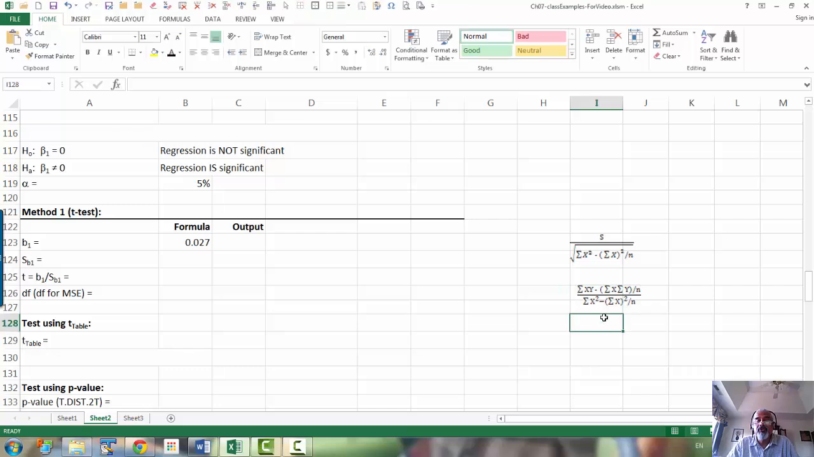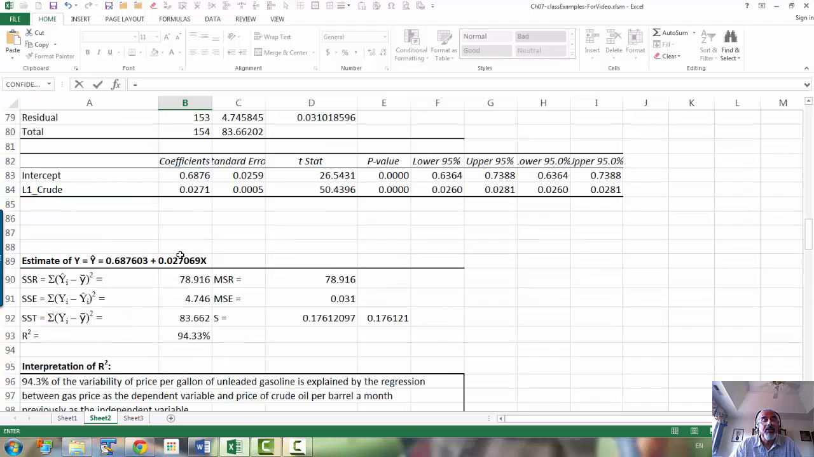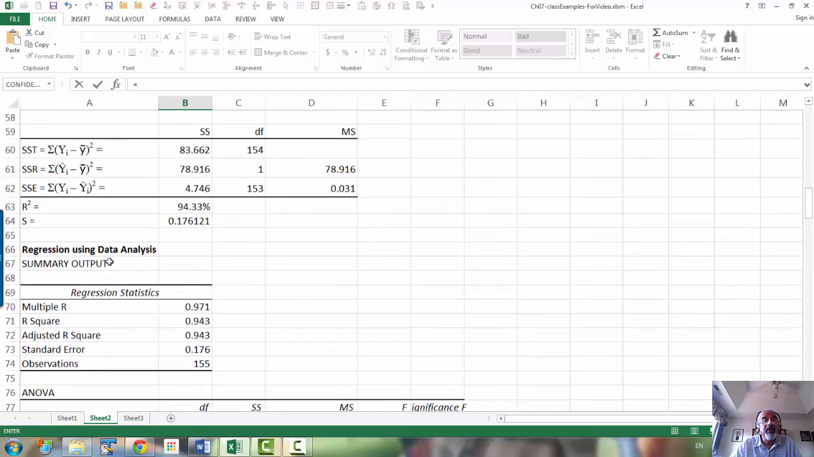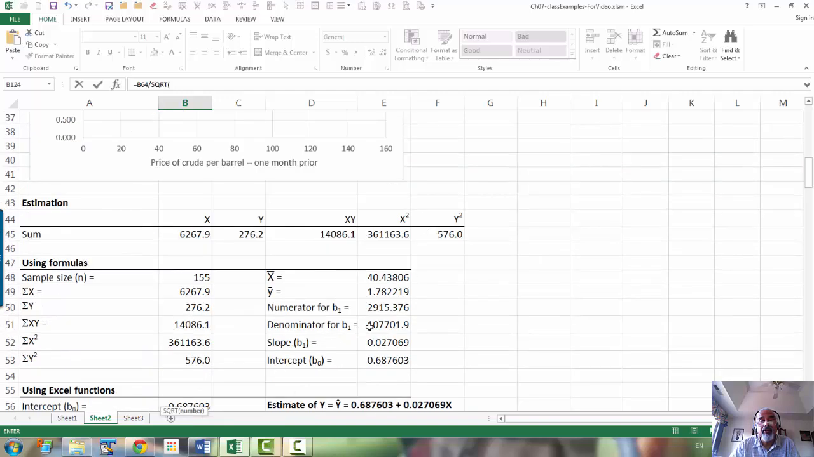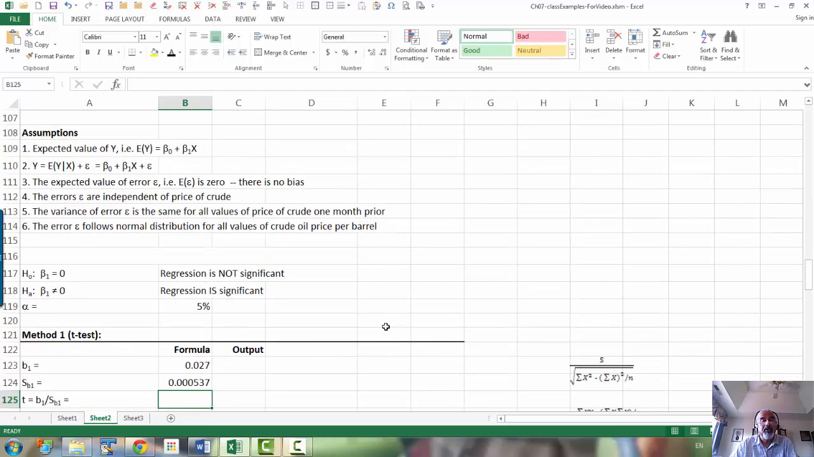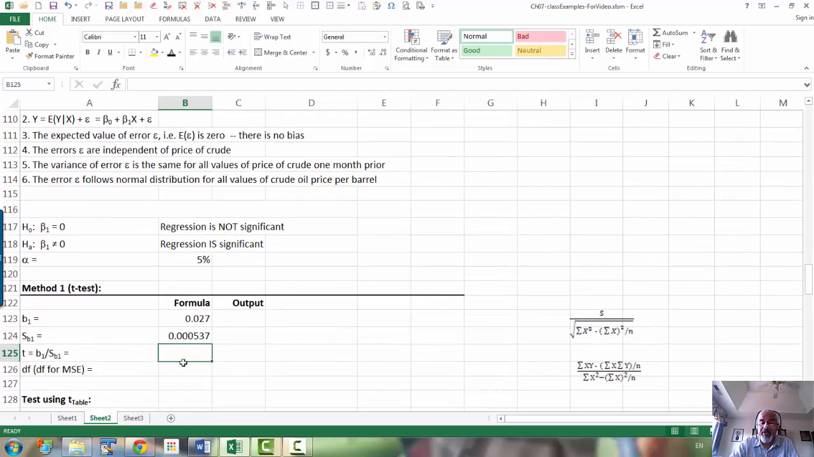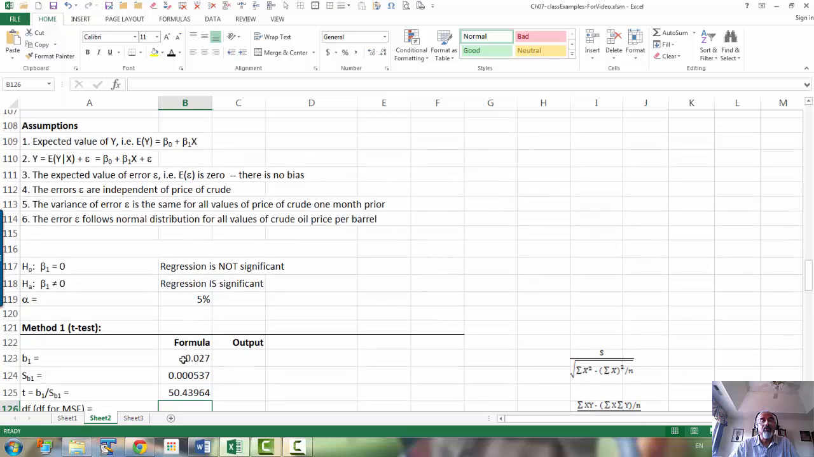So here is the formula for B sub 1, and you see the denominator is that, and we have to take a square root. So we start with S, which is here also, and we computed S right here, divided by square root of the denominator for B sub 1. So that's our S sub B sub 1. Now take B sub 1 divided by S sub B sub 1 will give us the value of T.